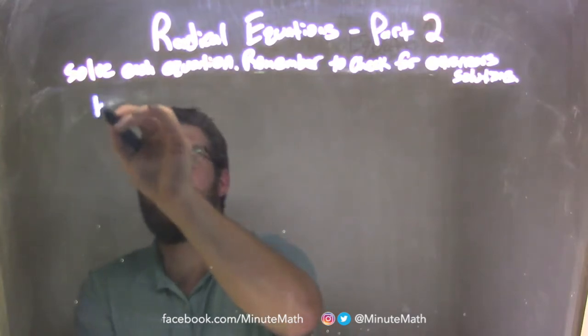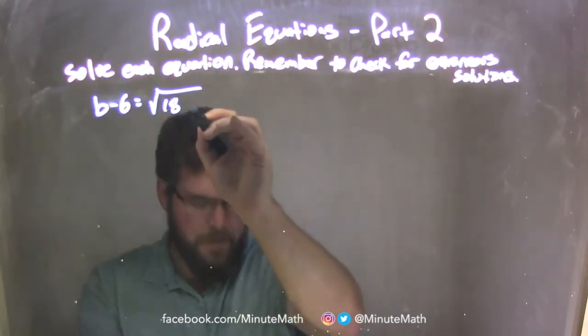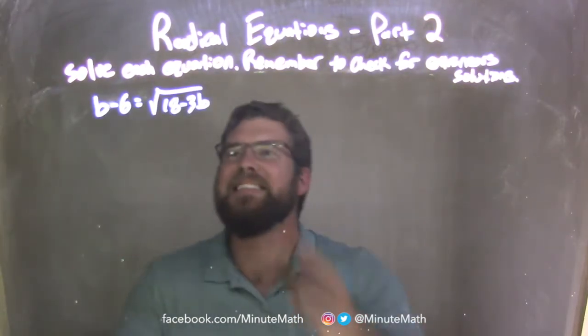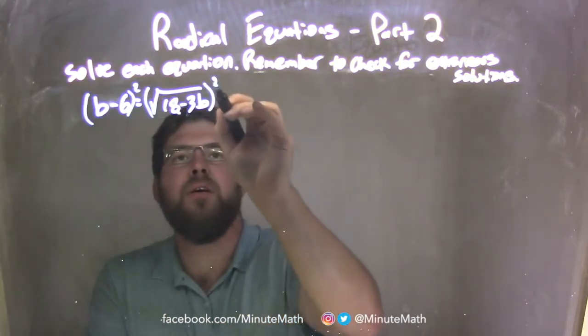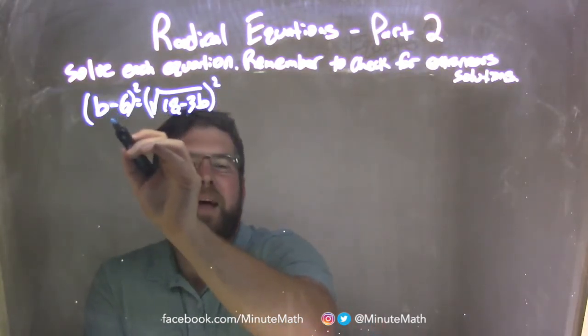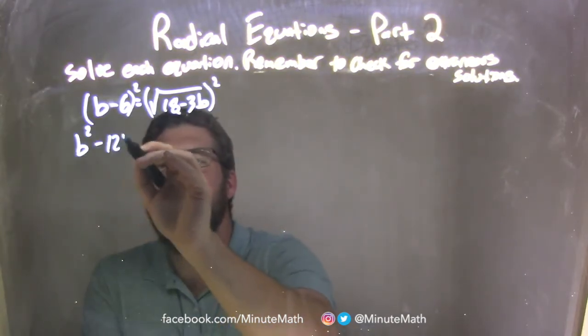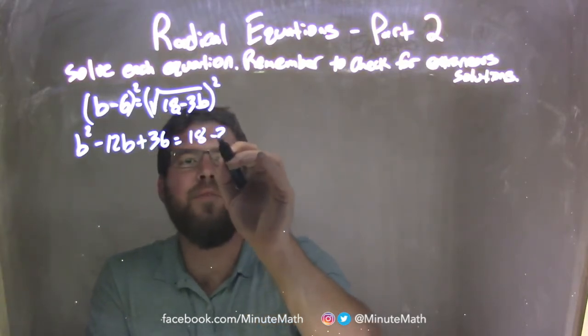b minus 6 equals the square root of 18 minus 3b. First thing is I need to square both sides to eliminate that square root. So square both sides here. If I multiply that out, that's b minus 6 times b minus 6, which gives me b squared minus 12b plus 36 equals 18 minus 3b.